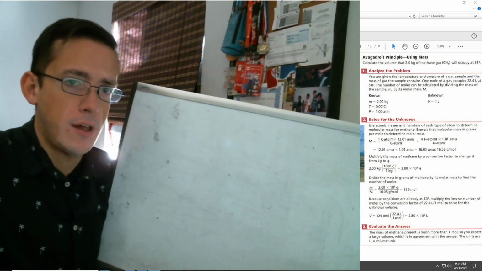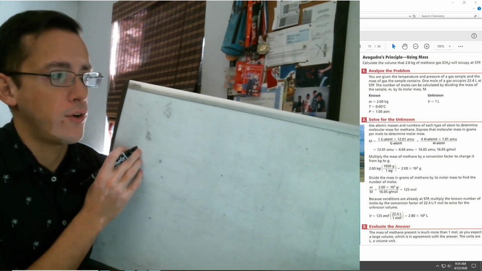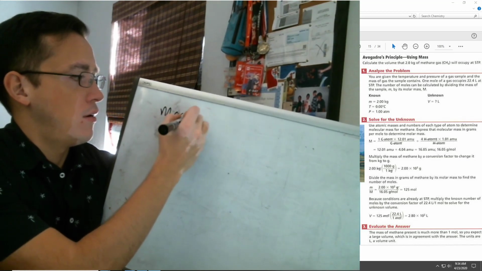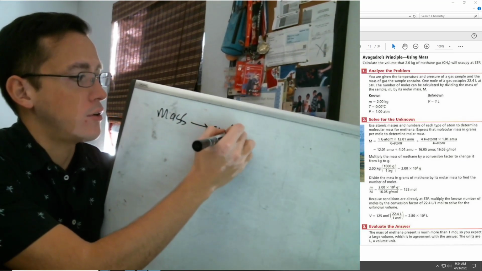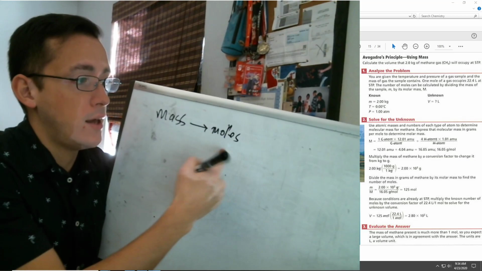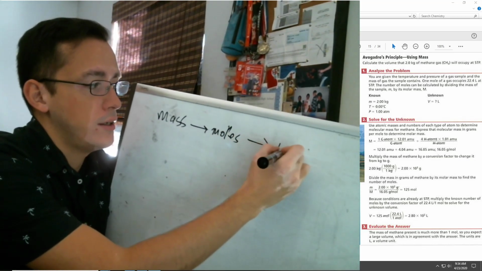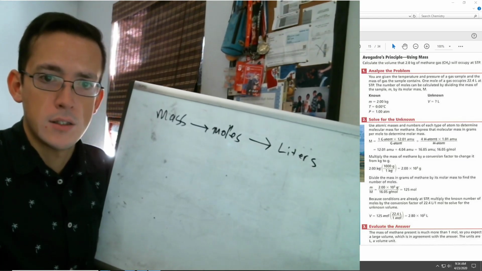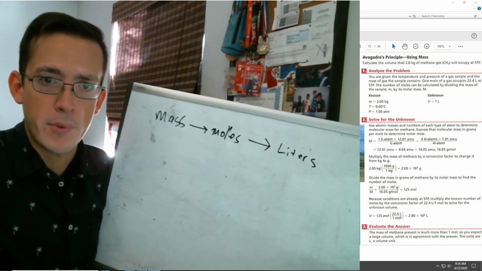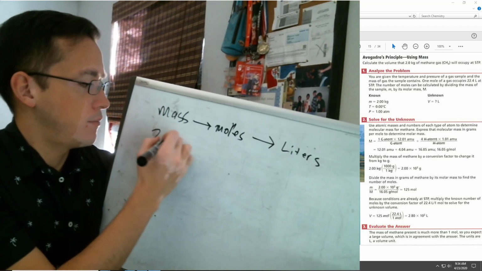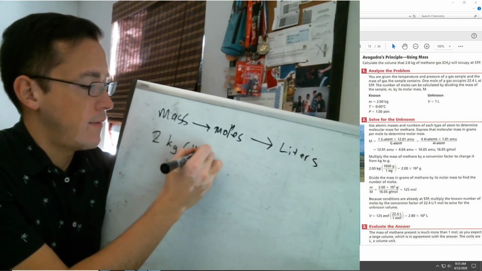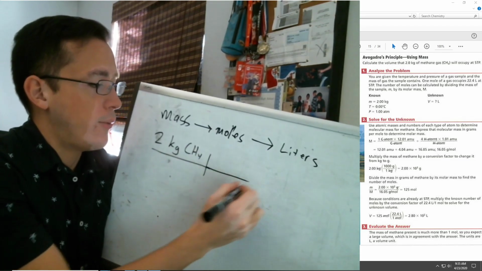So you can follow that if you want, but let's go ahead and go from mass to moles. Mass to moles, and then from moles to liters. Okay? So first up, we have 2 kilograms of methane.